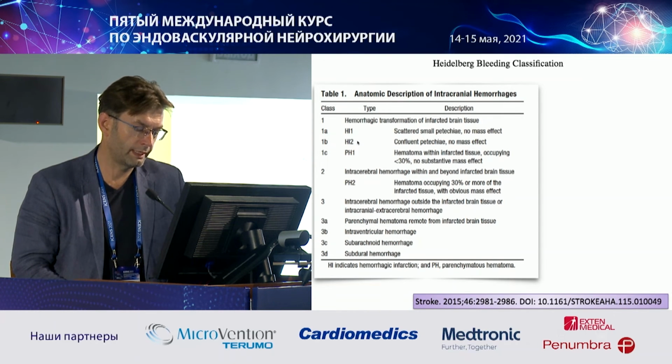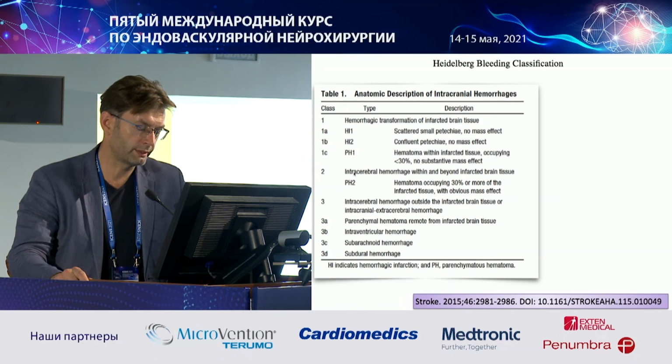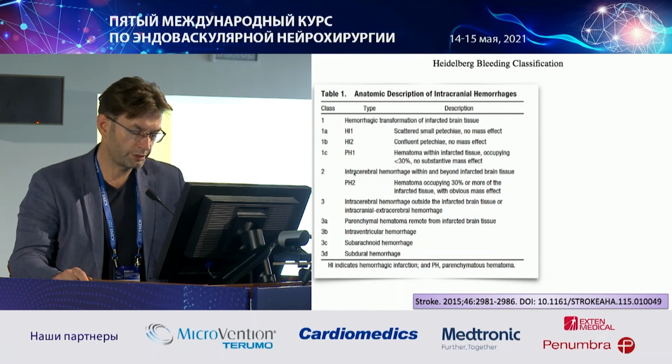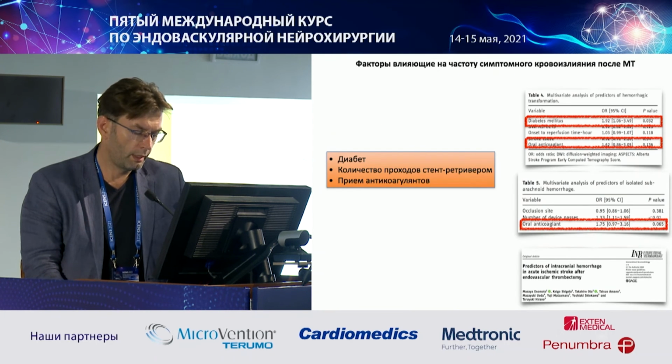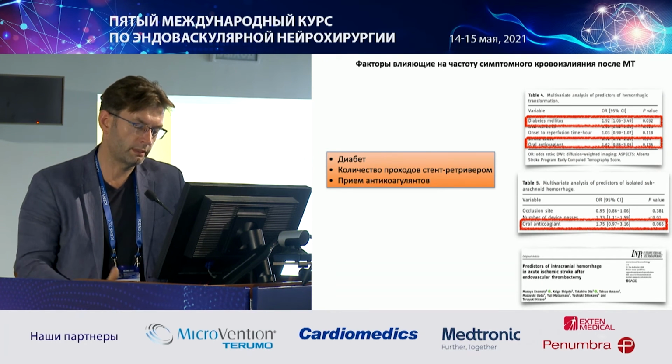This time it involved three classes. These are asymptomatic hemorrhagic transformation. The second class, that's the parenchymal hematomas of more than 30% of the ischemic volume. And the third type, there are different kinds of bleedings that are not related to the ischemic zone.